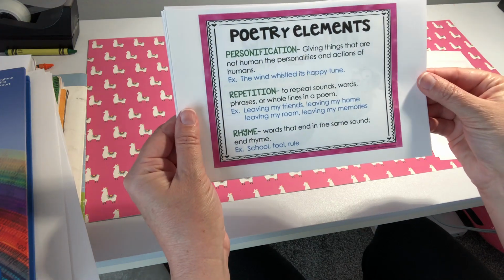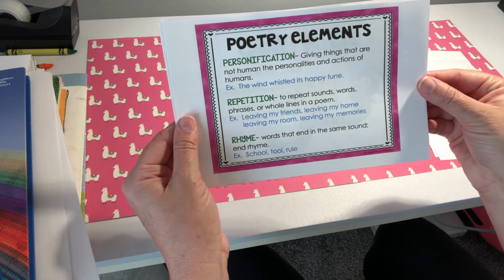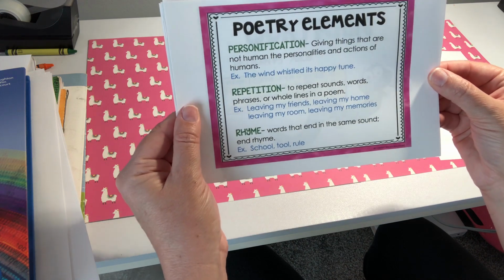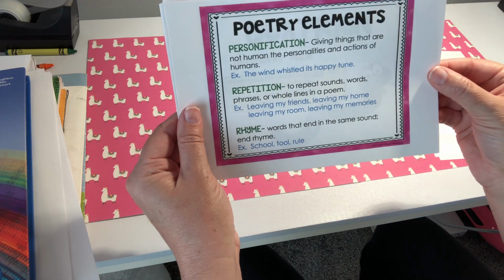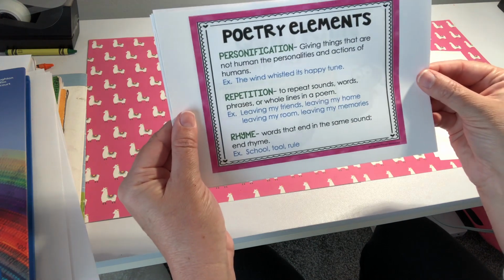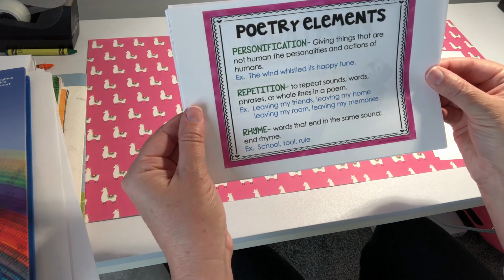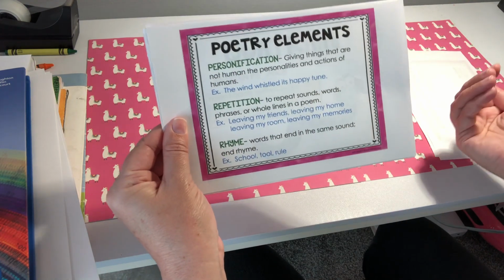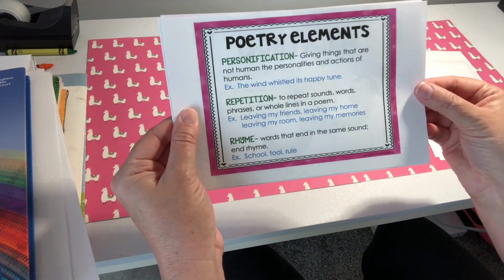Personification is when you give things that are not human the personalities and actions of humans. The wind whistled its happy tune. So we'll try this on one of our poems where you give an everyday object its own personality and think about the perspective that object might have. So the wind whistling is like people are able to whistle.